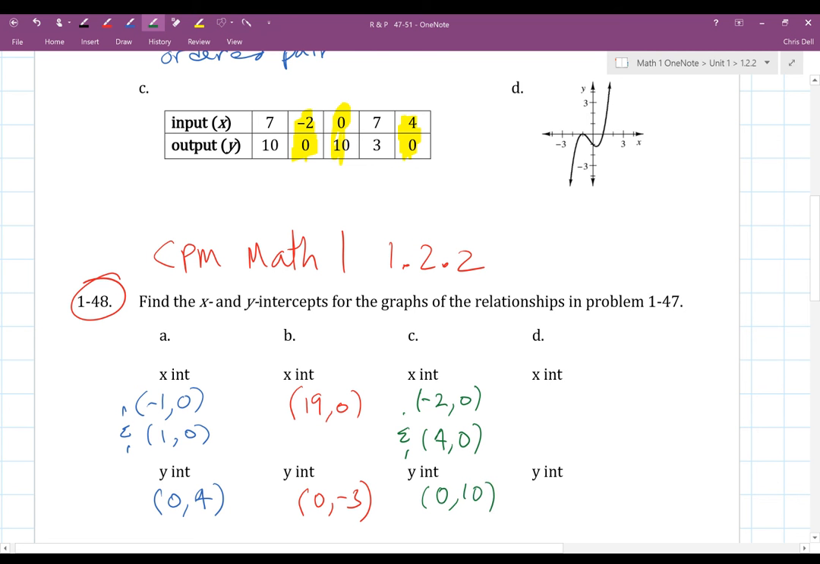Okay. Now we look at D. I am dealing with a graph, so I'm looking at the places where it crosses the axes. It looks like it hits the x-axis here and here. For those two points, the first one, the x is -1 and the y is 0. The second one, the x is positive 1 and the y is 0. So again, two x-intercepts. For the y-intercept, where does it cross the y-axis? It crosses right there. It looks like that would be at -1. So 0 for the x and -1 for the y. So those are my intercepts for those relations.